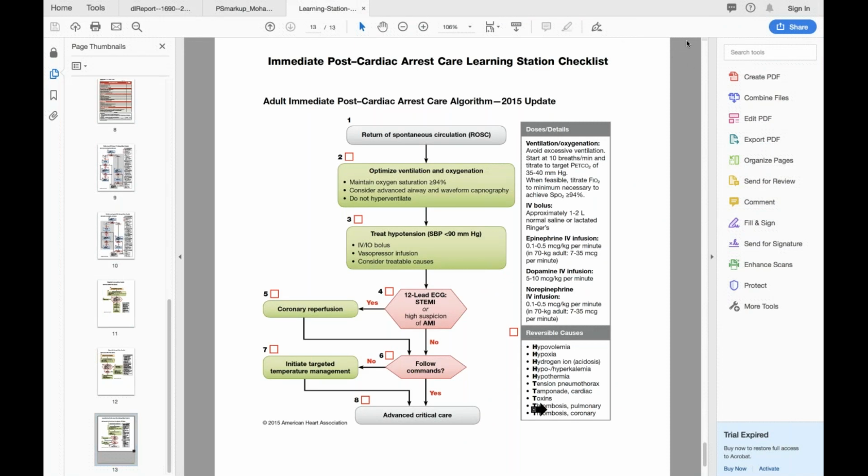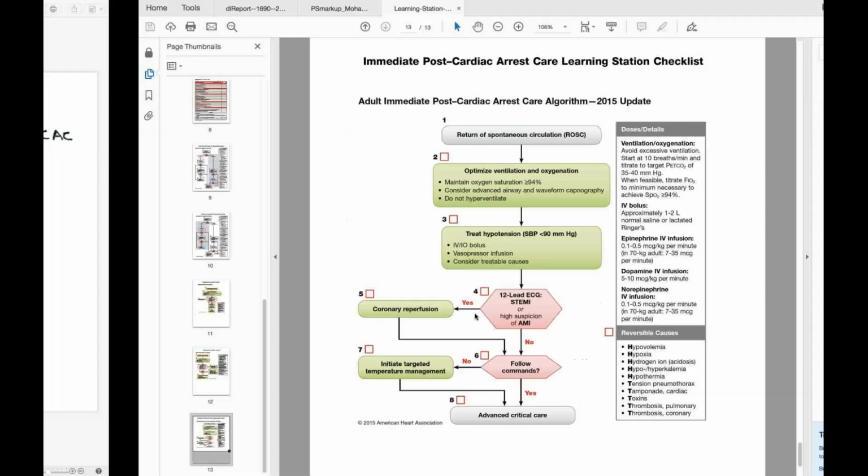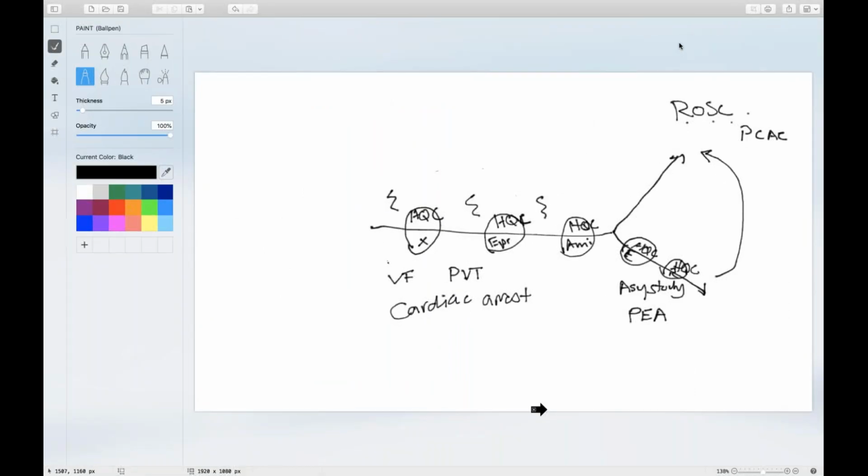This is the algorithm for ROSC, return of spontaneous circulation. I want you to remember it as, over here, once we did CPR, we gave them medications, then after 2 minutes, we found there is a rhythm and we found that there is pulse.